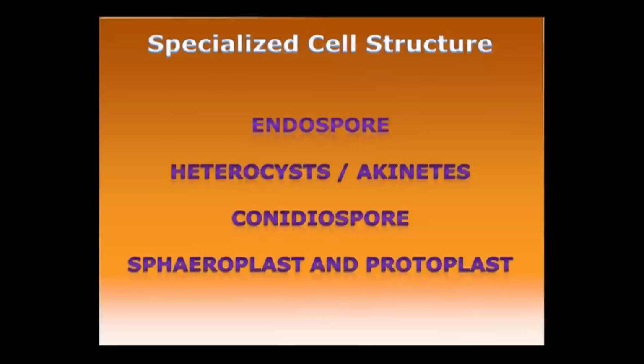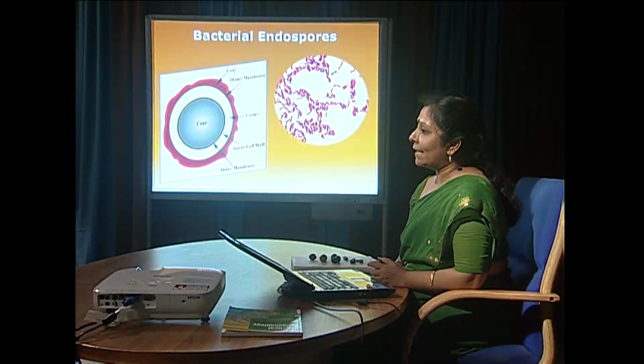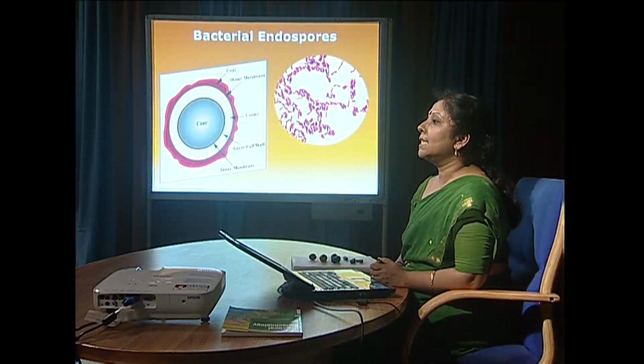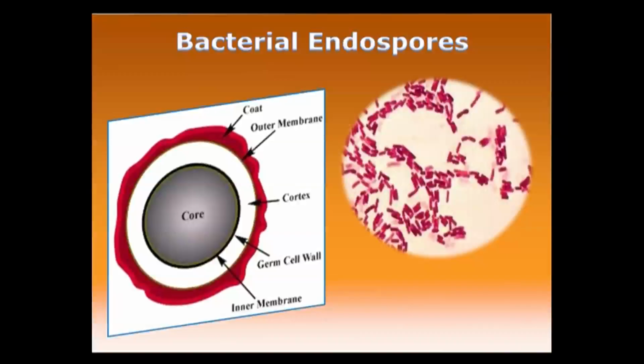Apart from this, some specialized cell structures are there. During the course of an adverse environment, the bacterial cell adopts such specialized cell structures. It includes the endospore, heterocysts or akinetes, conidiospore, and spheroplast and protoplast. Let's first start with the endospore structure. When a bacterium is forced into an adverse environment like a change in pH as well as elevated temperature, some of the bacteria like bacillus attain the endospore structure.